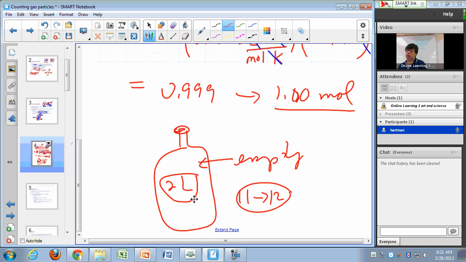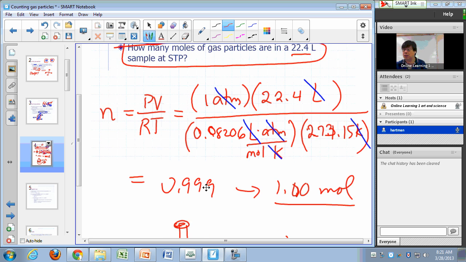But of course, if you want to do the calculation, you can just go ahead and do the calculation. You can plug in 2 liters instead of 22.4 liters. Then you get about a tenth of the original amount, so about 0.1 mole.